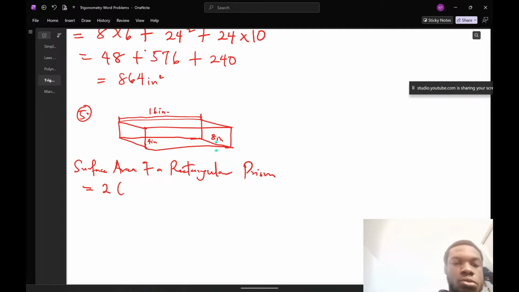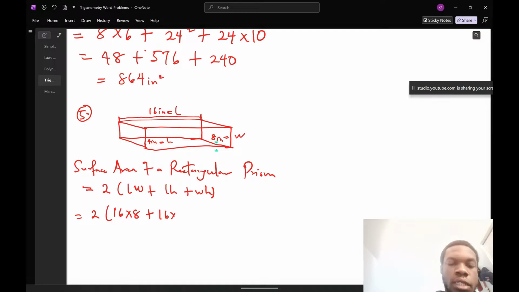is 2 times length times width plus length times height plus width times height. So this side from here to here is the length. From this side to this side, which is 4 inches, is the height. 8 inches here, from here to here, is the width, that's W. So 2 times length times width, that's 16 times 8, plus length times height is 16 times 4, plus width times height is 8 times 4.